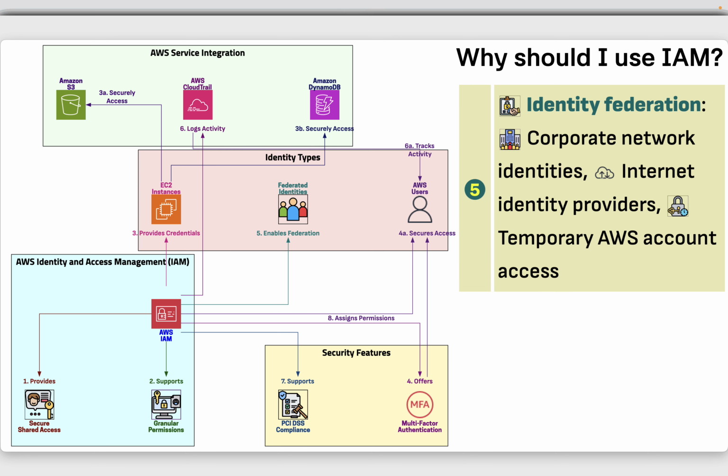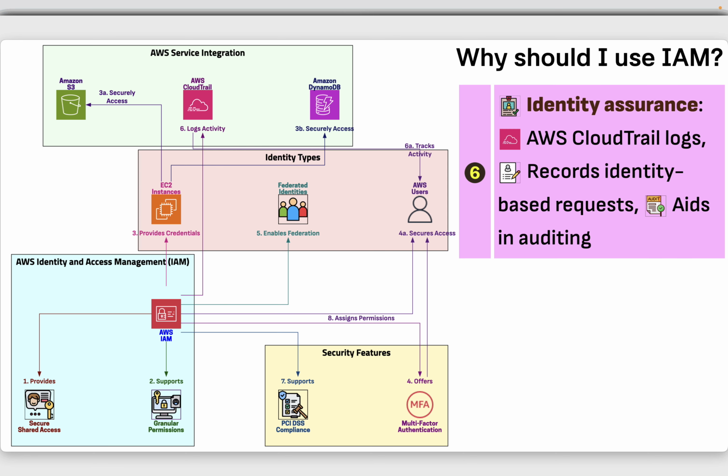It supports identity federation, allowing users with existing identities, for example from a corporate network, an internet identity provider, or your own company directory like Active Directory or some other data store, to gain temporary access to your AWS account. It provides identity information for assurance through AWS CloudTrail logs, which record who made requests for resources based on IAM identities, thus helping audits.